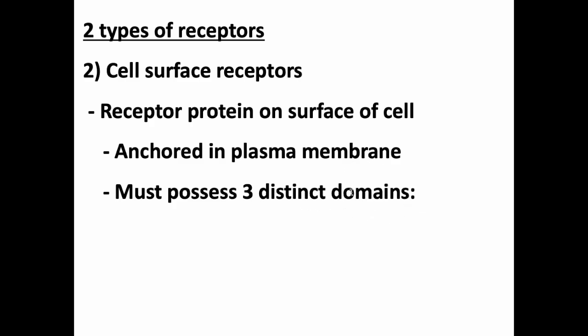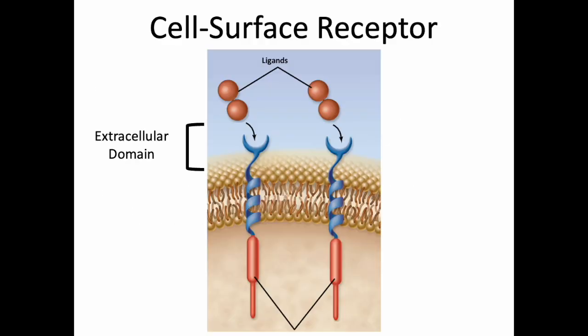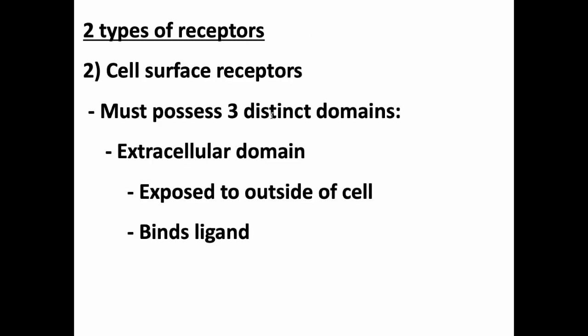We didn't talk about domains when we talked about protein structure. These are just different structural regions of a protein. So you need 3 different parts in order for this job to happen. And here's a different figure that sort of breaks these parts down. These cell surface receptors need to have an extracellular domain. That's the part of the protein that faces the outside world. That's the part of the protein that ligands are going to bind to. So, 3 distinct domains. Extracellular domain, exposed to the outside, binds ligand.